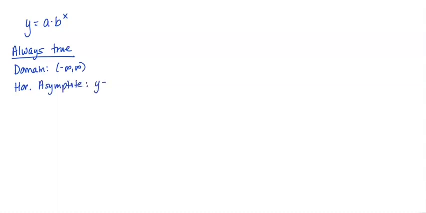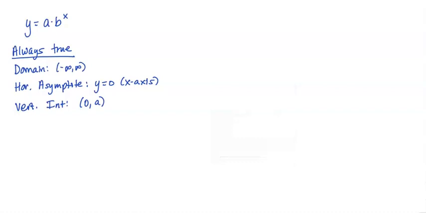The horizontal line y equals 0, which is just our x-axis. It will also always have a vertical intercept at the point (0, a). So whatever that number is in front of the b to the power of x, that's always going to tell us where our vertical intercept is happening. So these things are going to be true for any exponential function that's in this form.